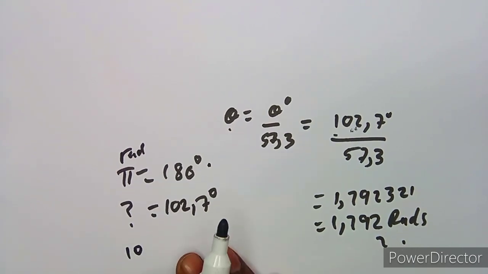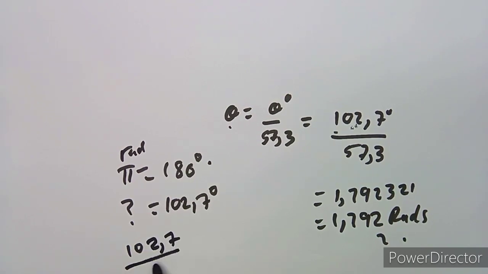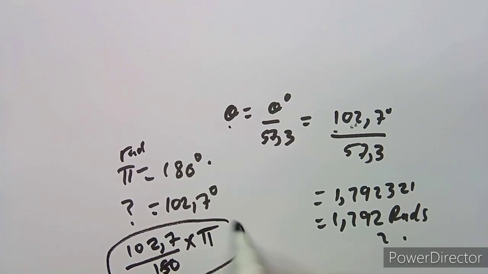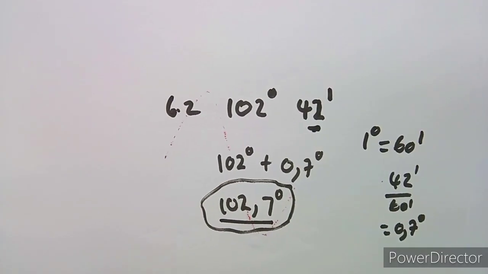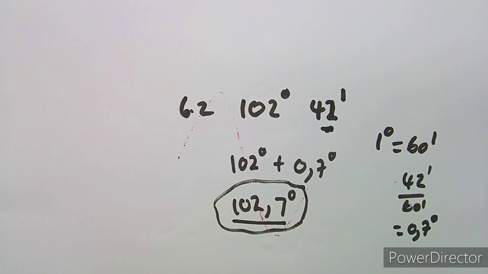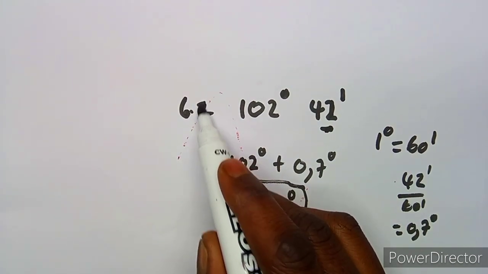You are going to obtain the same answer, which is 102.7 over 180 times pi. You are going to have the same answer from there. So simply you can actually do that. So that's what we had on 6. This is 6.1, not 6. Where am I getting 6.2 from?